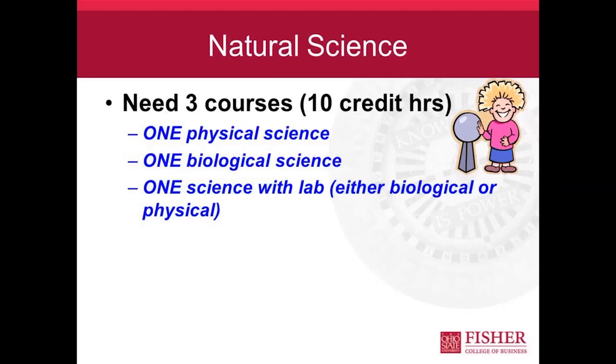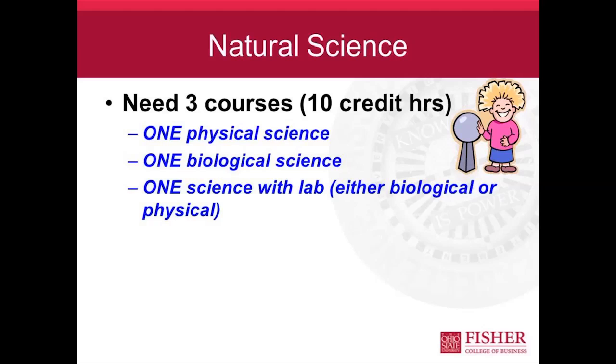The next Gen Ed category is natural sciences. All business students are required to take 3 natural science courses for a total of 10 hours. Students must take 1 physical science, 1 biological science, and 1 science with a lab. The third science with lab may be either biological or physical.